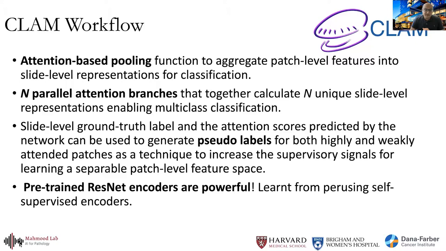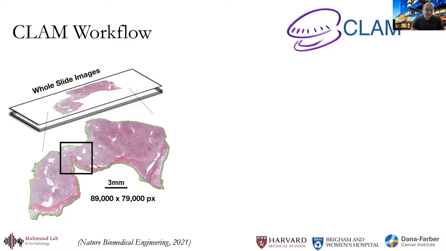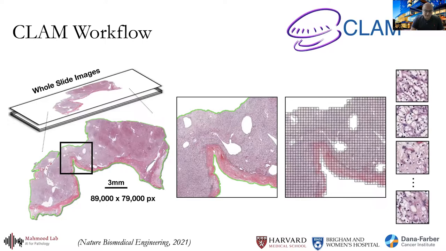So the way this pipeline basically works, you have a whole slide image. It starts by segmenting out the tissue. Once you've segmented out the tissue, you can patch the entire whole slide. We extract ResNet features from that.